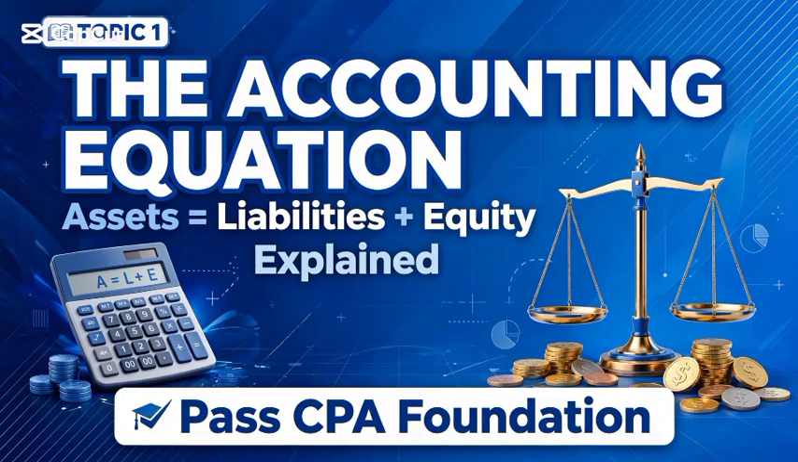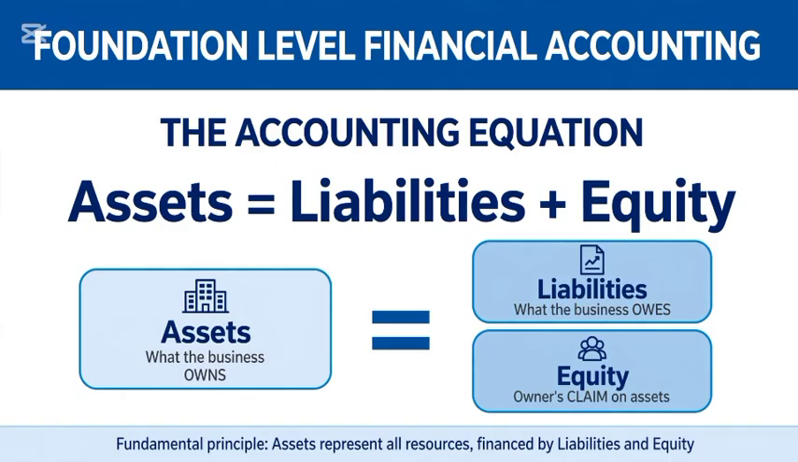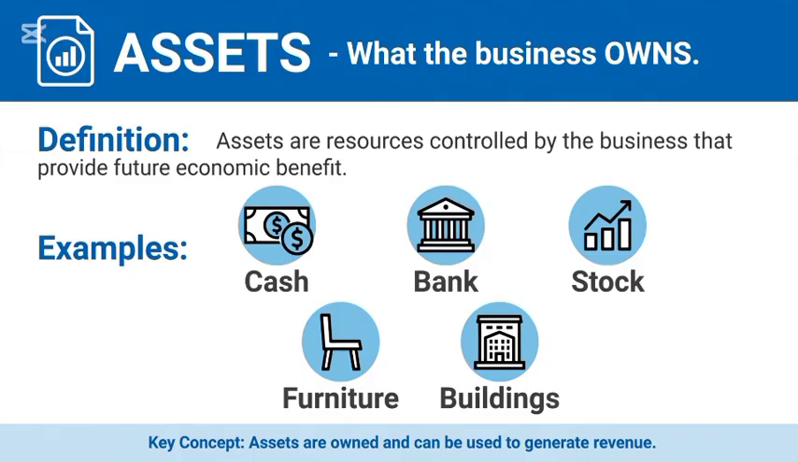Most students fail financial accounting because they don't understand this one formula. The accounting equation: assets equals liabilities plus equity. Master this, and you have covered 30% of your exam. Let's break it down.